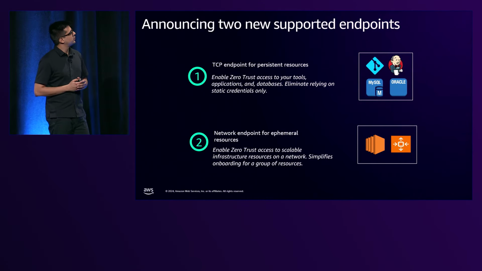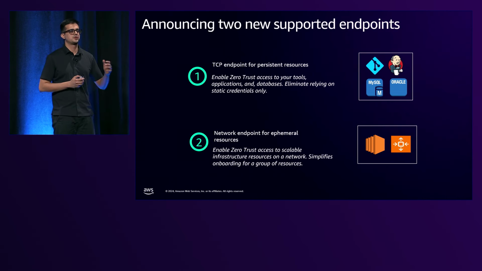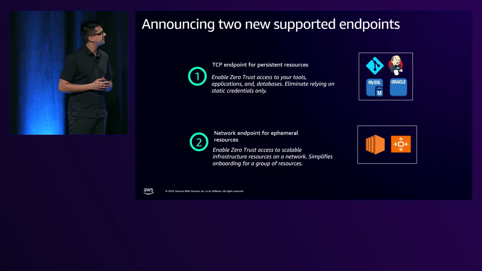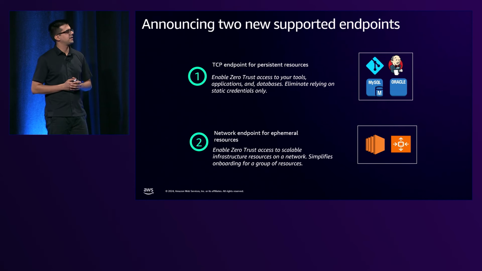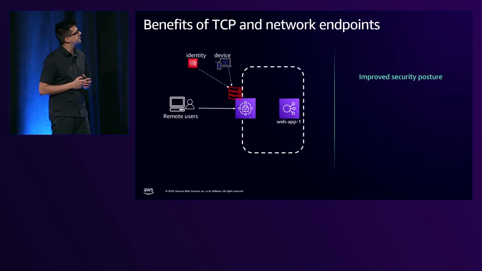We're launching support for two new endpoints. We already have support for HTTP endpoints, which is used to provide access to web applications. We're launching TCP endpoint built for persistent resources. You can now simply enable zero trust access for your tools, applications, and databases, and eliminate relying on static credentials only. And we're launching another endpoint, the network endpoint, which is built for ephemeral resources. Let's see what are the benefits of these endpoints.